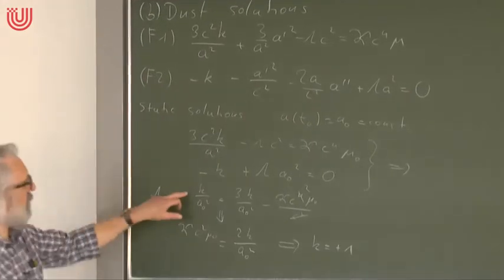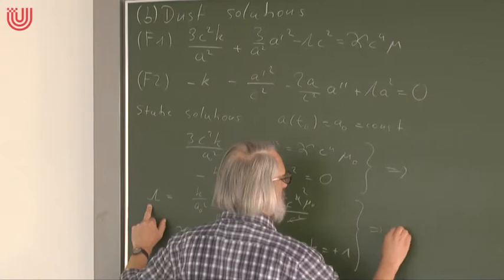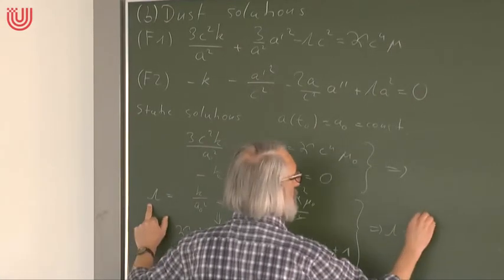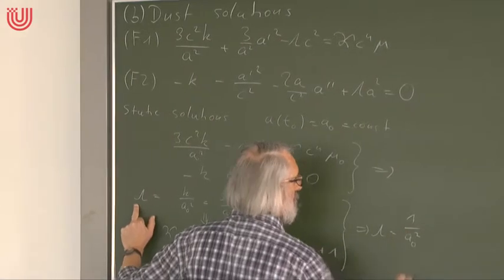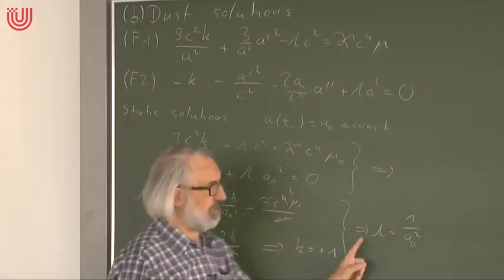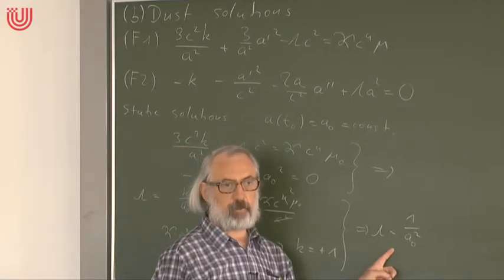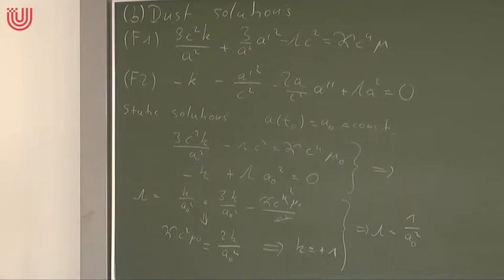And if k is plus 1, then this equation tells us that lambda is 1 over a naught squared. So we see it only works with a positive k and a positive lambda. It does not work with a negative lambda, it does not work with lambda equals 0.